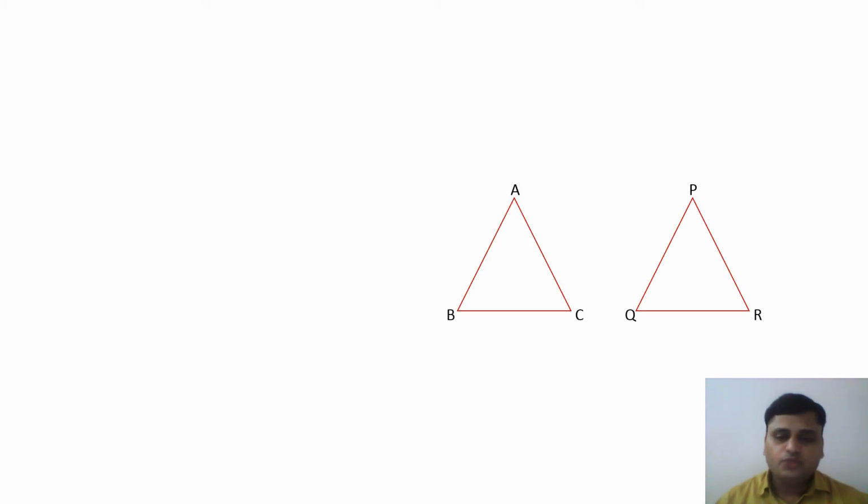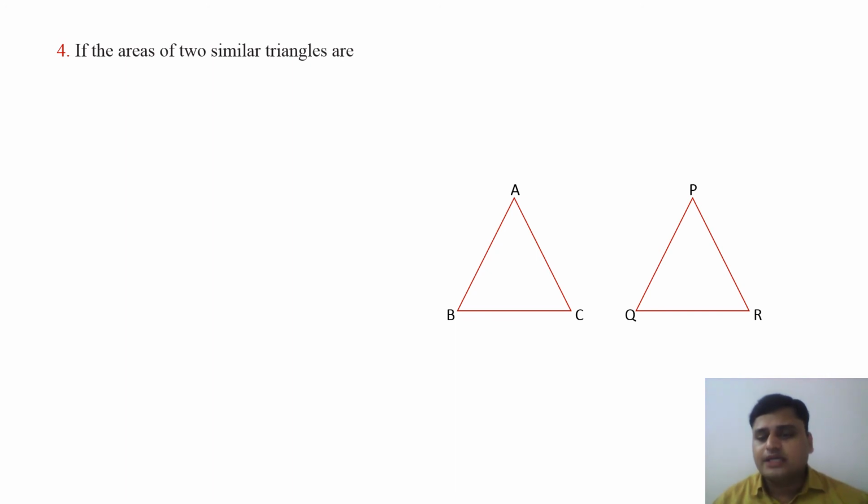Okay, here you can see two triangles are there. One is triangle ABC, another one is triangle PQR. Now let's read what was asked in the question. It is said that if the areas of two similar triangles are equal, meaning the triangles are similar and their areas are also equal, then we need to prove they are congruent.